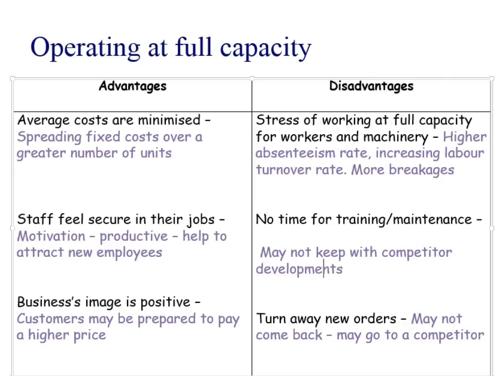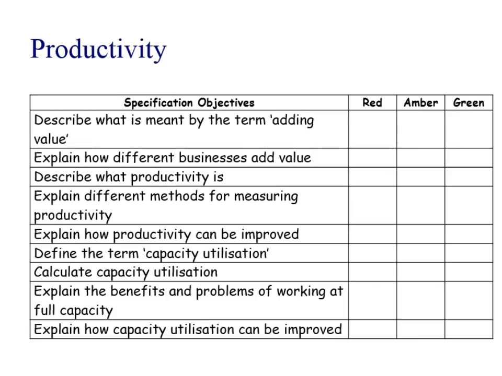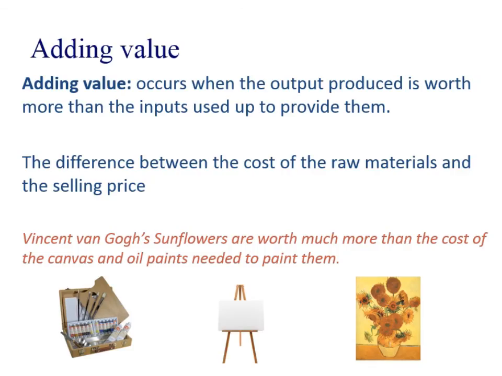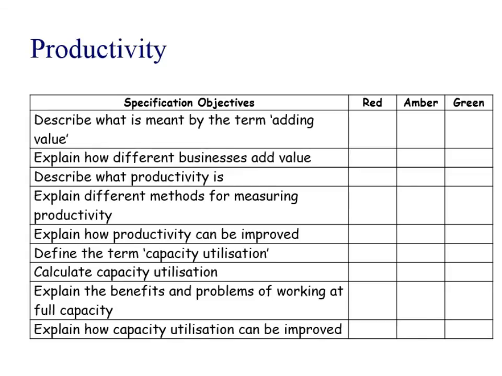Oh, there we go. So that's all of productivity. What is meant by adding value? Should we go back to that definition? When the output produced is worth more than the inputs used to provide them, so the difference between the cost of the raw material and the selling price. How do businesses add value? Well, we went through the example of the restaurant there. How does the ukulele business add value? Well, they make the ukuleles for the customer, which is not something I could do.